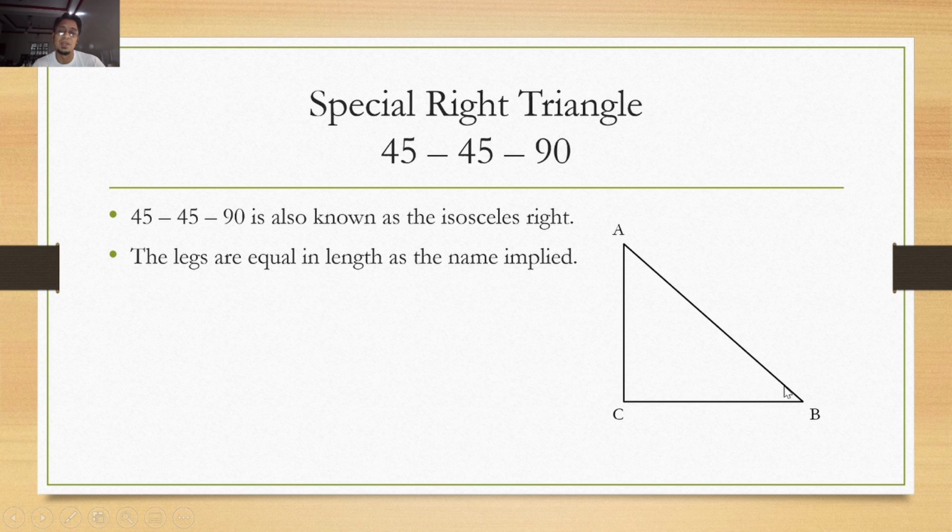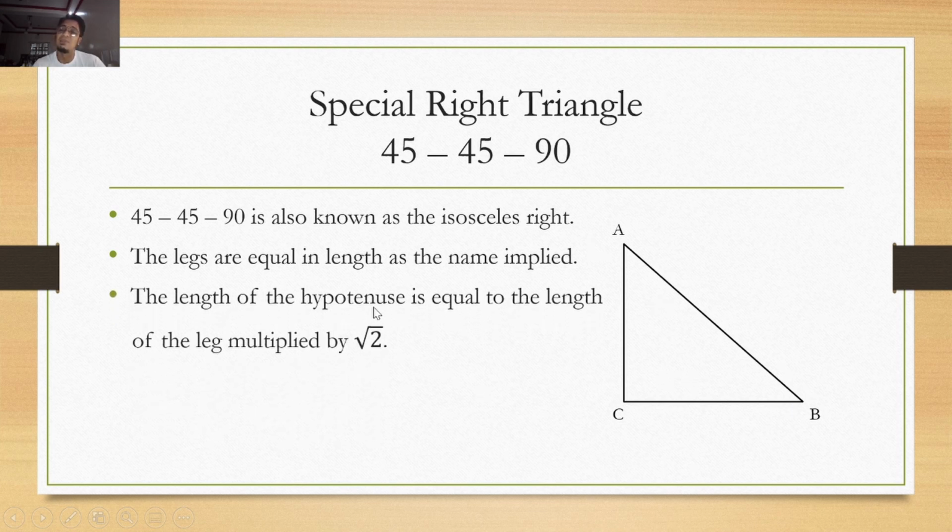Now, what about the measure of the hypotenuse? The length of the hypotenuse is equal to the length of the leg multiplied by square root of 2. Kung ito ay 2, ito 2 square root of 2. If this is 1, this is simply square root of 2.